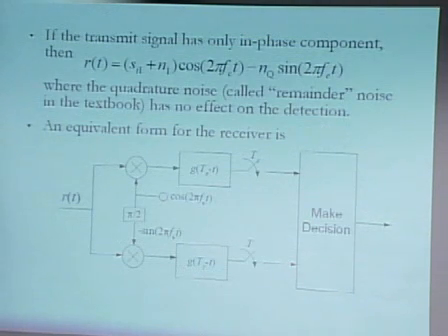And of course, if the signal only has an in-phase component, then the receiver simplifies, and there's only one of the branches. Only the top branch exists, so we can just remove the lower branch, and the quadrature noise has no effect.